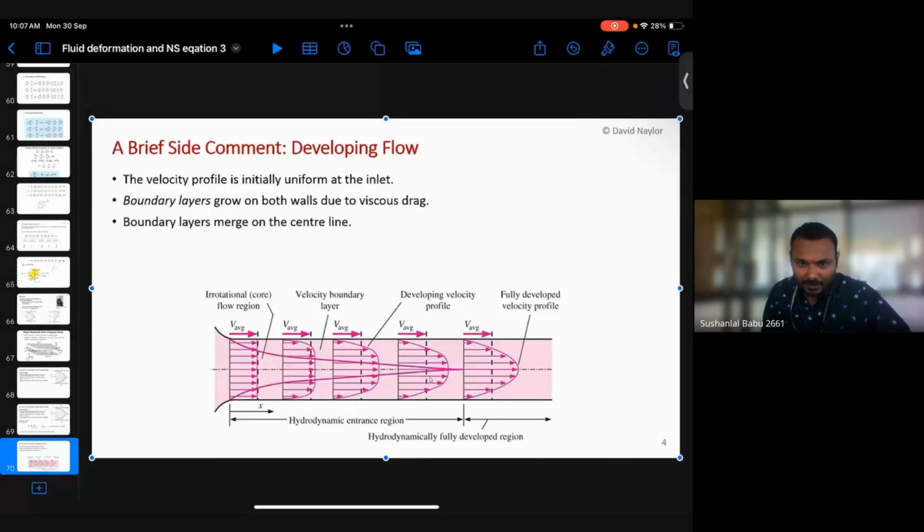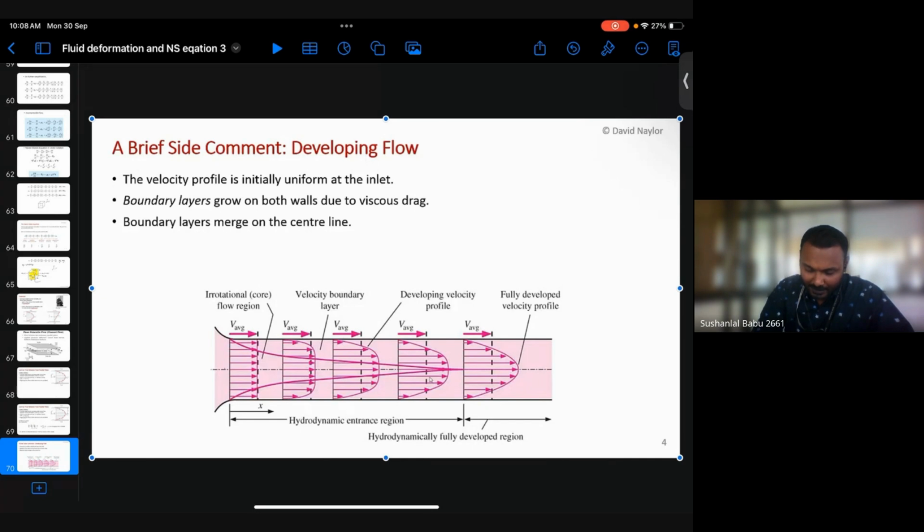Online lecture. Okay, so today we are going to discuss fully developed flow or developing region, the entrance length, which relates to the boundary layer formation. So here in the first slide, you can see the heading itself is a brief side comment: developing flow. So what is developing flow and what is fully developed flow? That is what we are going to discuss.